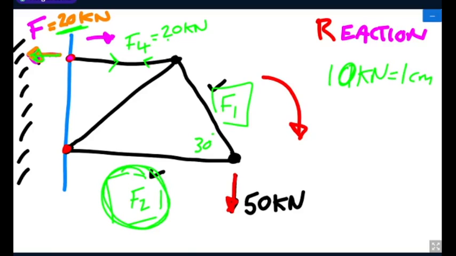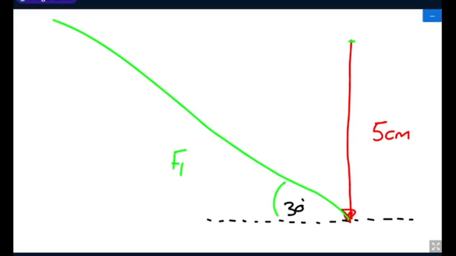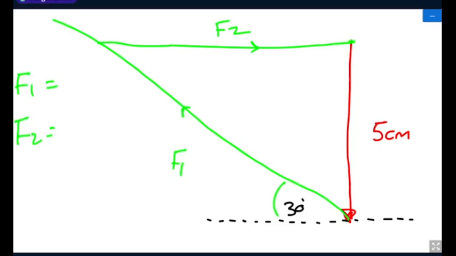So to close this triangle, you would then just draw F2 there. Going that way. And then you would measure F1 equals something, and you'd measure F2 equals something. But you'd measure here.